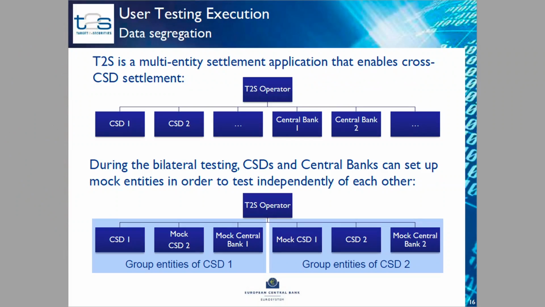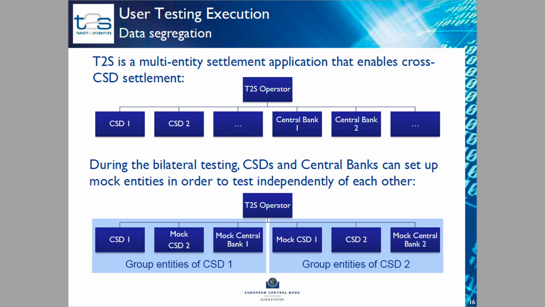If we now move on to the data aspect, then we should first maybe recall the main concept of T2S. Namely, T2S is a multi-entity settlement application that enables cross-CSD settlement. This is the upper part of the presentation, the slide. You can see that this hierarchical structure is something that you have already familiarized yourself with in the user requirement document. At least that was the first place where I saw it.